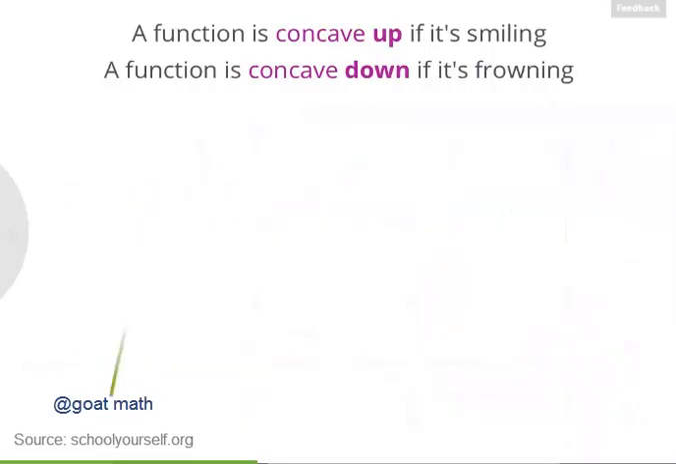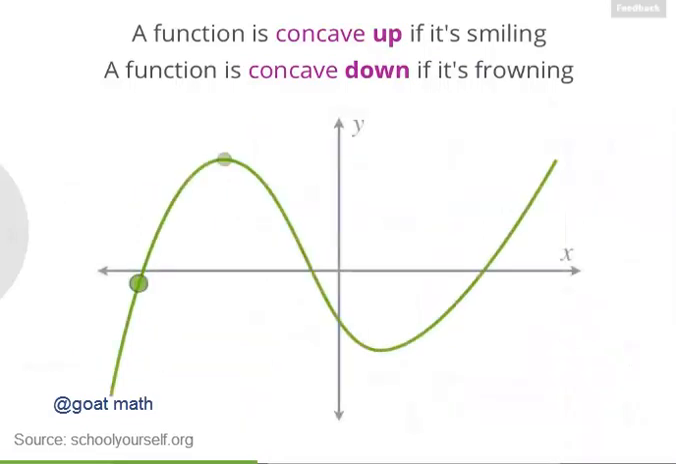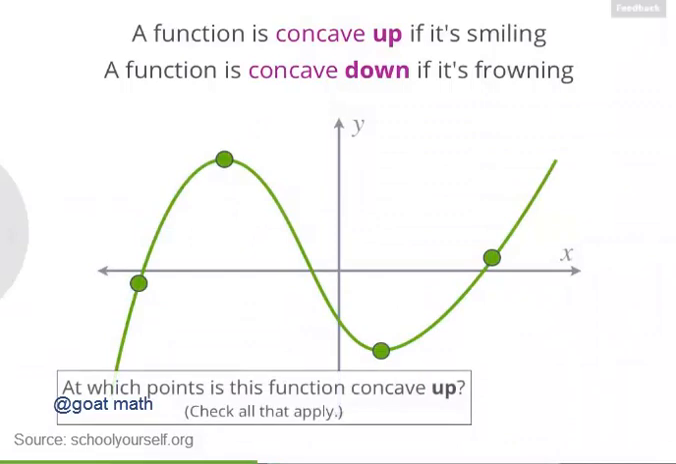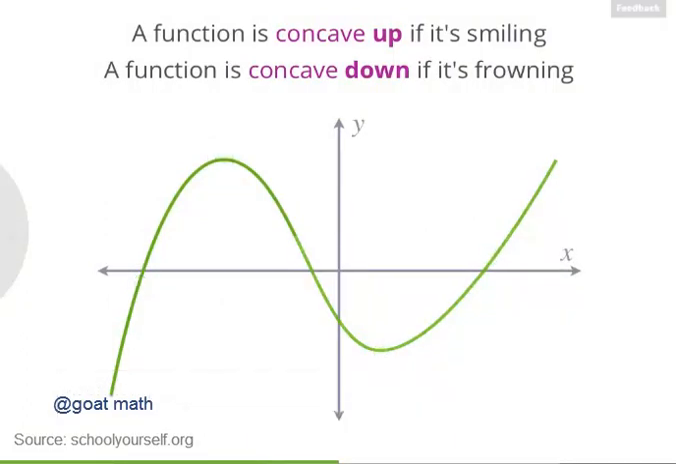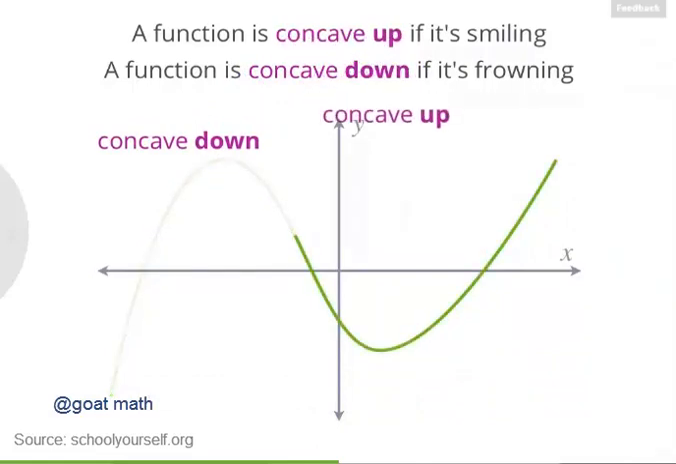Now functions can be concave up or concave down in different places. For this function here, at which points is this function concave up? Precisely. So the left part of this function is frowning, meaning it's concave down. And the right part of the function is smiling, so it's concave up.